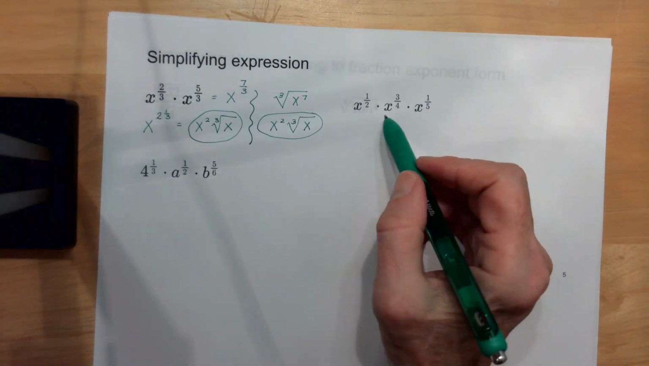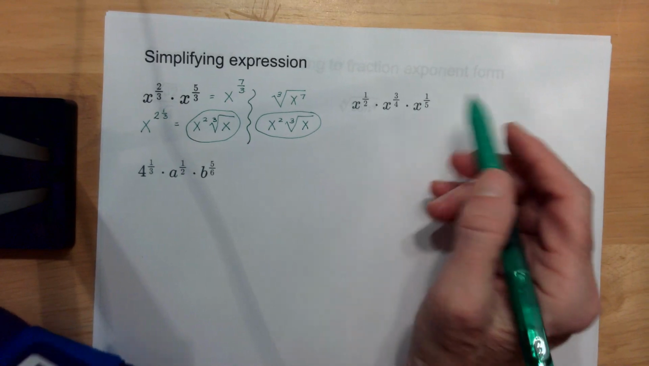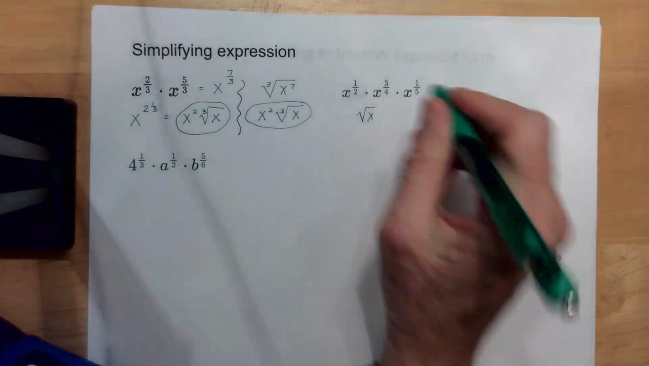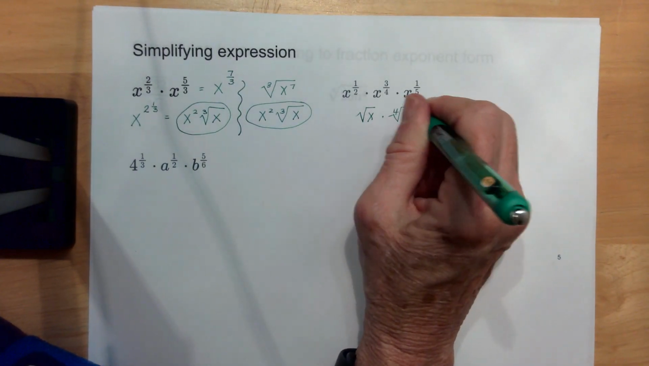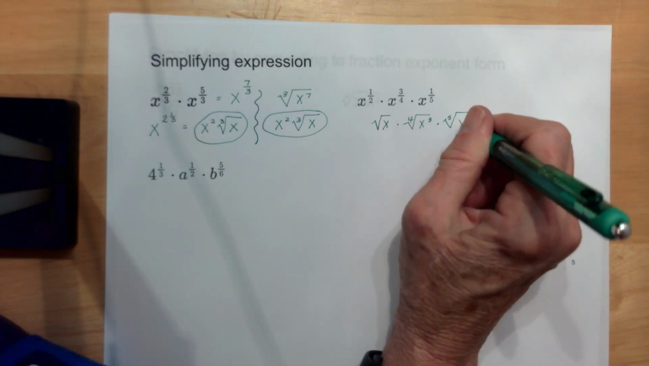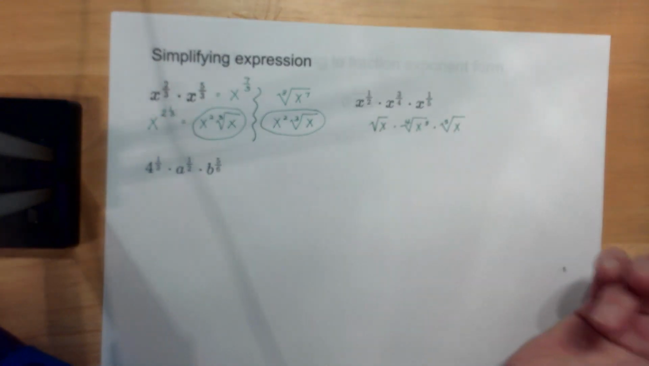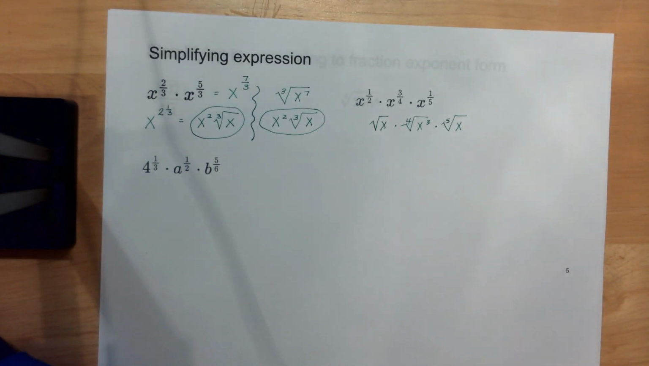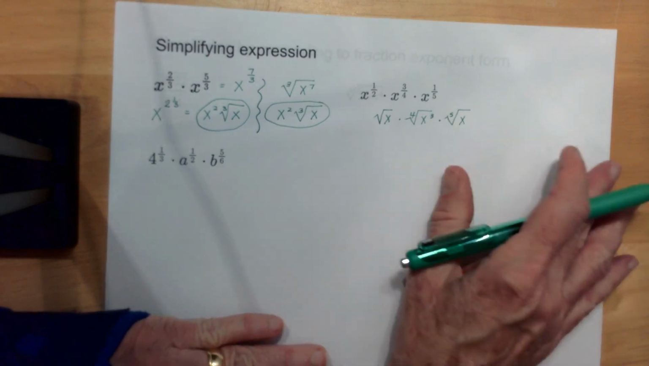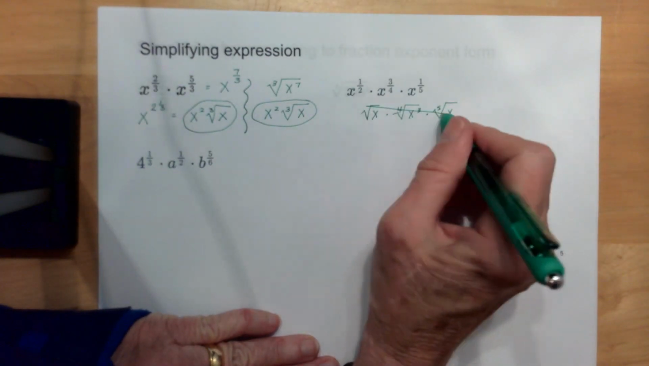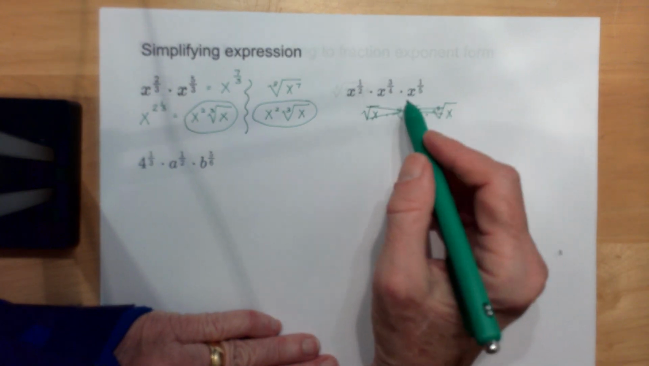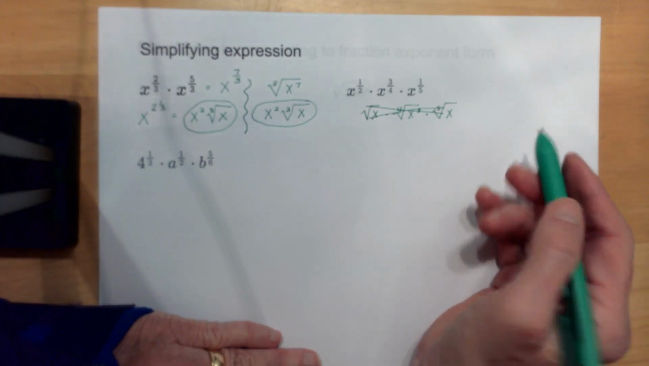Okay? Now these, if we were trying to do it the other way, it wouldn't work. So if I had a square root of x times a 4th root of x raised to the 3rd power times a 5th root of x raised to the 1st, I could look at it and say I can't do anything with that, because this is a square root, a 4th root, a 5th root. I can't combine them. But because they're in fraction exponent form, I can do something with them. I need a common denominator. The common denominator of those would be 20.